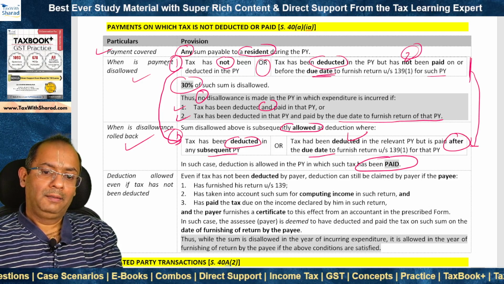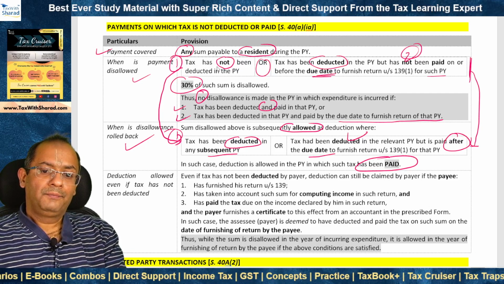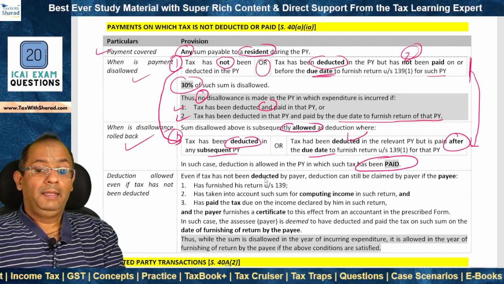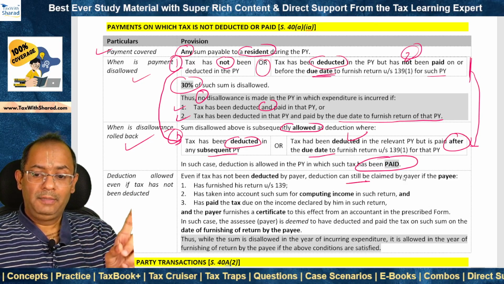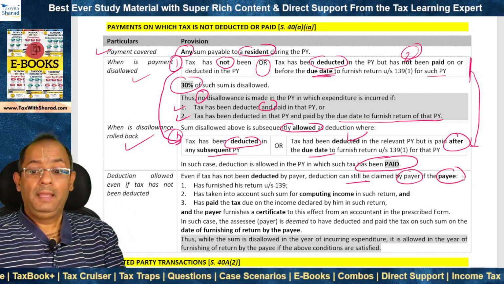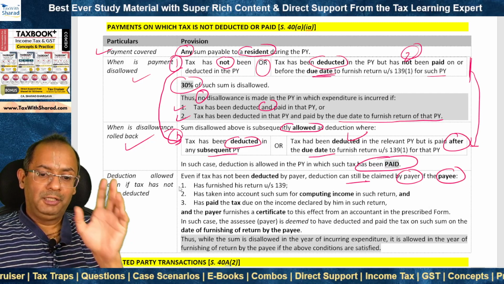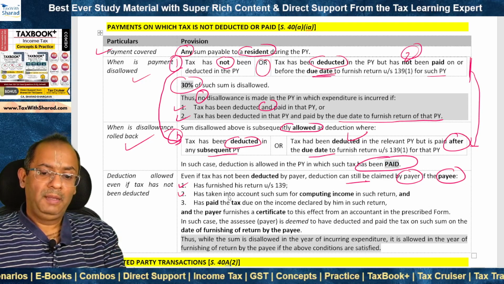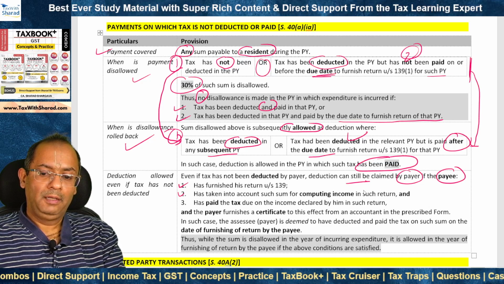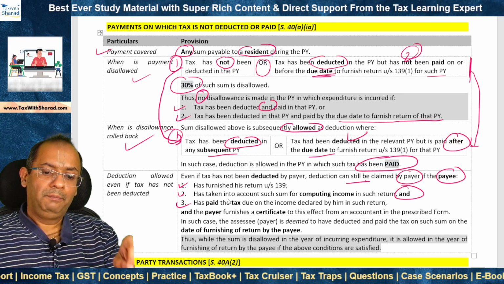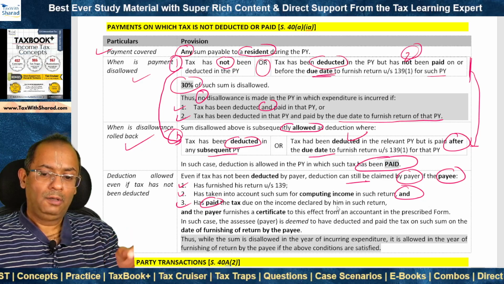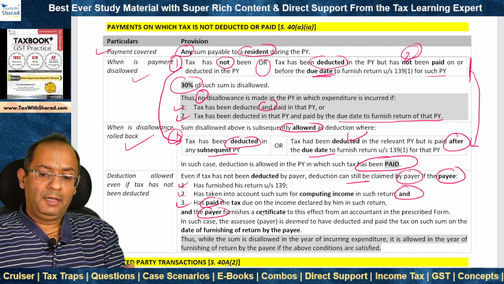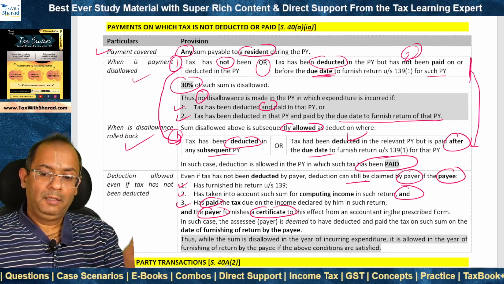Now, as we noted above in 1, disallowance is made where tax has not been deducted in the relevant previous year by the payer. Even in such case, deduction can still be claimed by the payer, provided the payee fulfills these 3 conditions. 1. The payee has furnished his return under section 139. 2. The payee has taken into account such sum for computing income in such return. And 3. The payee has paid the tax due on the income declared by him in such return. Further, the payer furnishes a certificate to this effect from an accountant in the prescribed form.